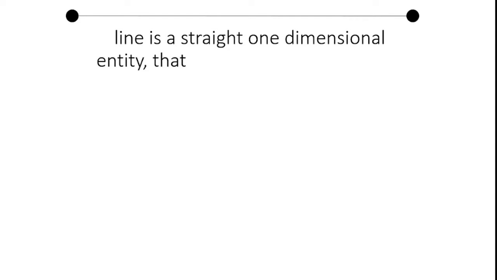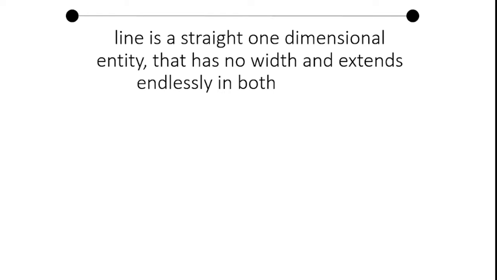Here you see two dark black points available. Those points are called entities. We can connect those entities with a straight line. So a line can be explained with technical terms as: a line is a straight one-dimensional entity that has no width and extends endlessly in both directions.